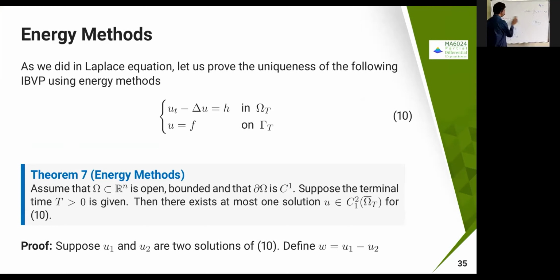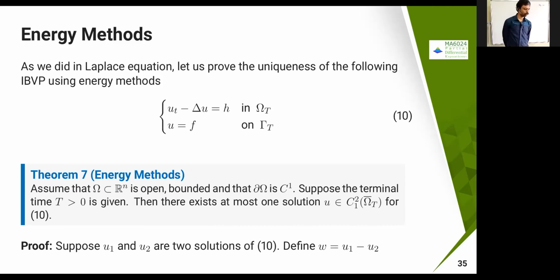If you remember how we defined the energy method in the Laplace equation, what was it? Half into the integral of the gradient of w squared minus the integral of w h. That's what we defined as the energy for the Laplace equation. Here we are going to define it in a similar way and prove the uniqueness. There also we proved uniqueness using the energy method, and here also.